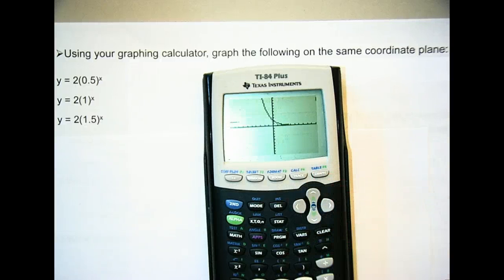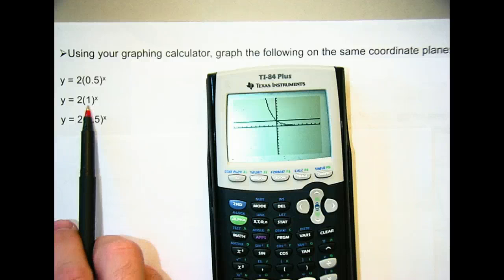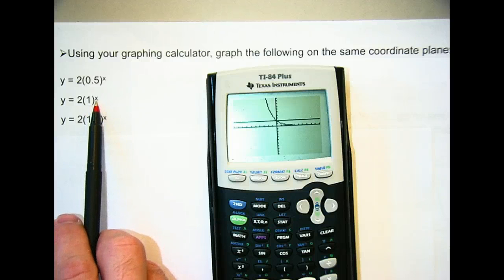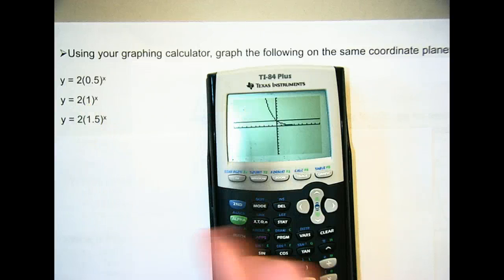Okay, we hit graph, we get a straight line. Tell your neighbor why that's a straight line. Because 1 to the anything is just 1, so 1 times 2 is always going to be 2. Hey, volunteer. Parker. Because 1 to any power is going to be 1. So, well, any real number power. And 1 times 2 is 2, so y equals 2, and it's a flat line. Good. So it doesn't matter what we put here for a power, it's always going to be 1. And so 1 times 2 is always going to be 2. It's going to be a flat line.